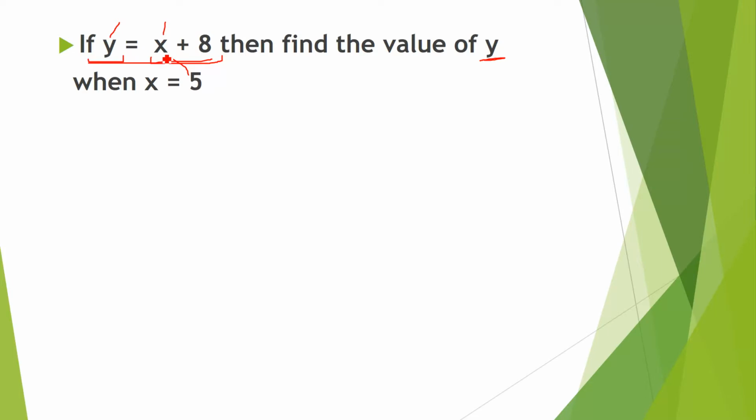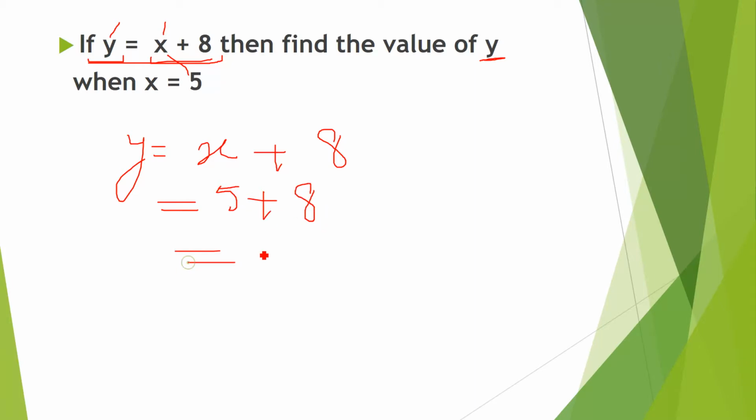So in two variable, always there should be only one unknown. Y is unknown. You have to plug 5 instead of x. So our equation is y is equal to x plus 8. So x is equal to 5 and 8. So the value of y is 13 and this is our answer.